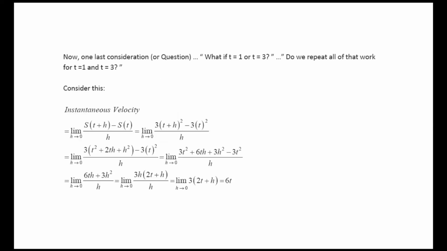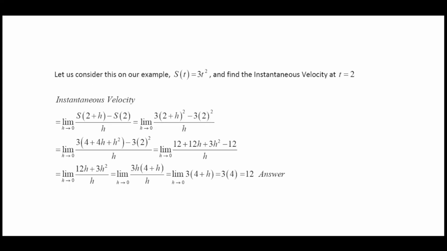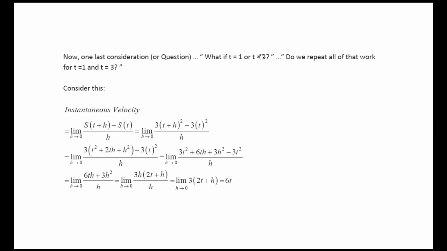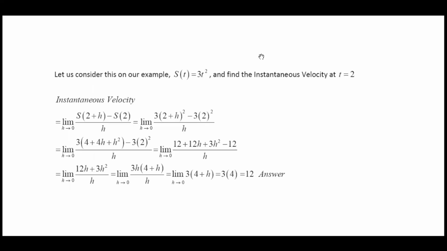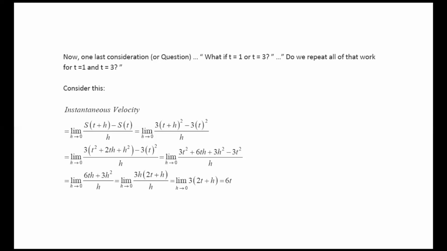Now, one last consideration or question. What if t were 1? Well, if t were 1, then what we've got to do is go back on this problem, and everywhere we have a 2, we have to put a 1 and do all the arithmetic and algebra. What if t were 3? Again, we have to go back, and everywhere there's a 2, we have to substitute a 3 and do all the algebra and the arithmetic. Well, since t can be 1, 2, or 3, is there any reason we can't just call it t? Let's just call it what it is, t.